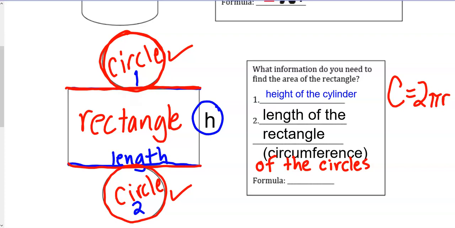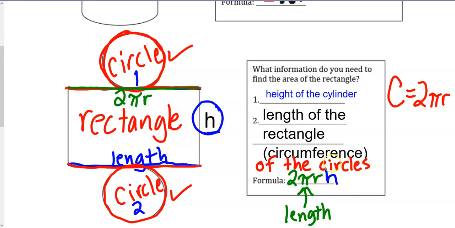So what that means is the distance across the rectangle is going to be equivalent to the circumference of the circle, which is equal to 2 pi r. So we can put those two things together. We're going to take 2 pi r, that's the length, okay? That's going to be the length of the rectangle. And we're going to multiply that by the height right here, by the height of the cylinder.